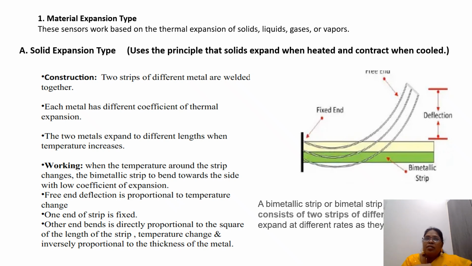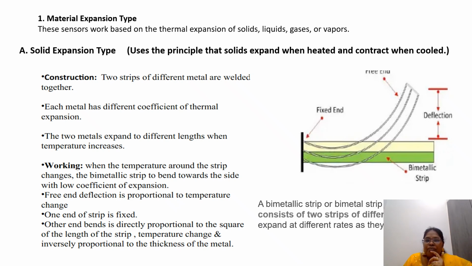Based on these principles, we are going to categorize the classification as the material expansion type. That is the first category. In the material expansion type, we have the expansion based on solid, liquid, gases, and vapor as well. So first let us see solid expansion. In solid expansion, the principle we use is: what happens to a solid when it is heated and cooled?